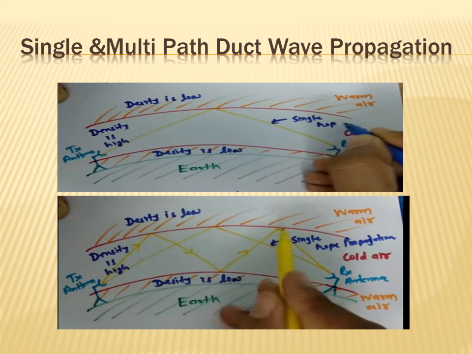Today we have seen the comparison of ground wave propagation, sky wave propagation and space wave propagation. Next we have seen duct wave propagation, its diagram and explanation, and then the single and multipath duct wave propagation. Today we stop here, and from tomorrow's lecture we will see tropospheric scatter wave propagation. This is the last point of your wave propagation chapter.